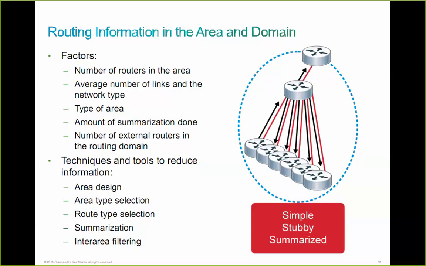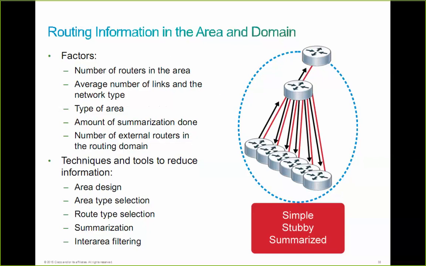The other factors that are going to influence the scalability of routing information within an area and within the routing domain: the number of routers in an area, right? We talked about that previously. It's more likely than not that if you have more routers in an area, you're going to have more networks, more prefixes, more links, etc. The average number of links, the type of area.